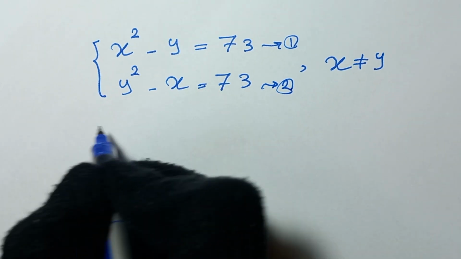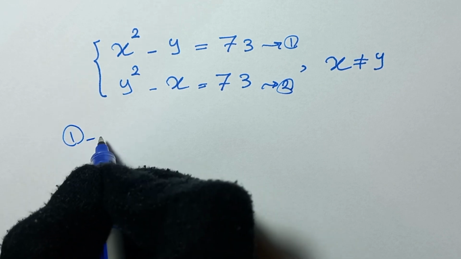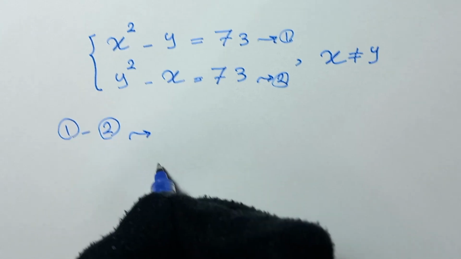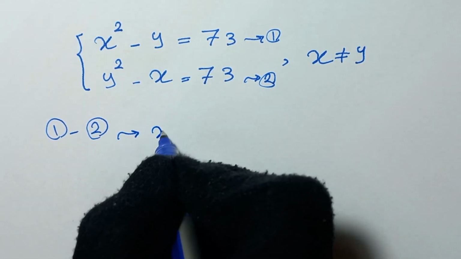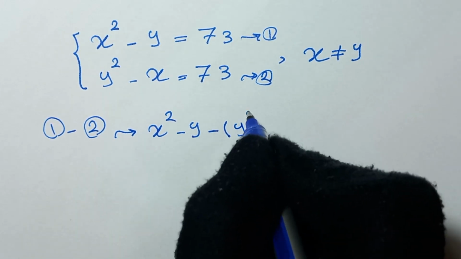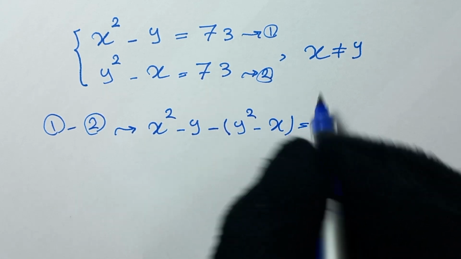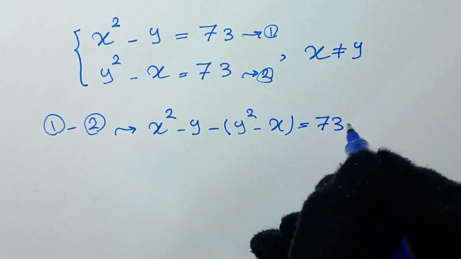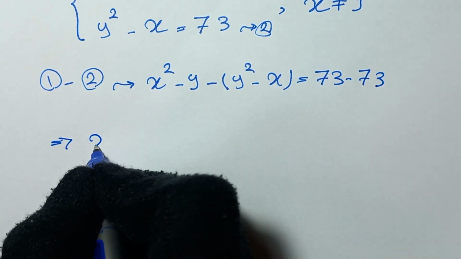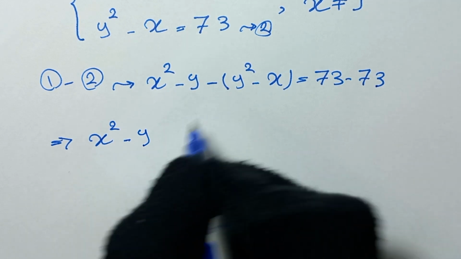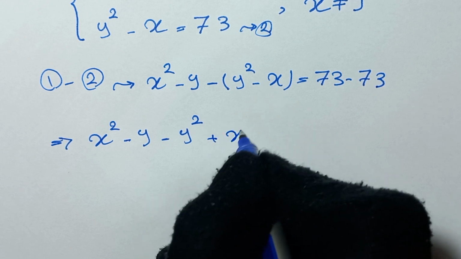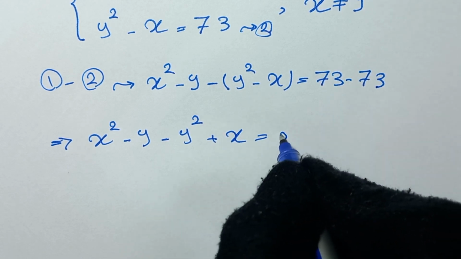In the next step, we subtract these two equations, so it will be equation 1 minus equation 2. Equation 1 is x squared minus y, minus equation 2, which is y squared minus x, equals 73 minus 73. So we have x squared minus y minus y squared, and negative times negative will be positive, so plus x, equals 73 minus 73, which is 0.